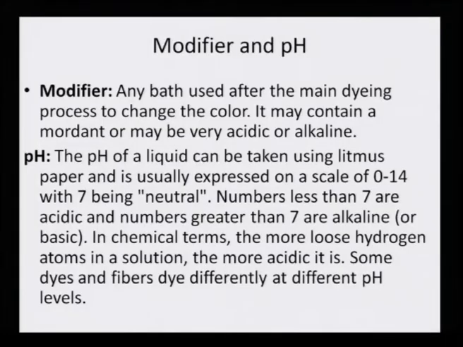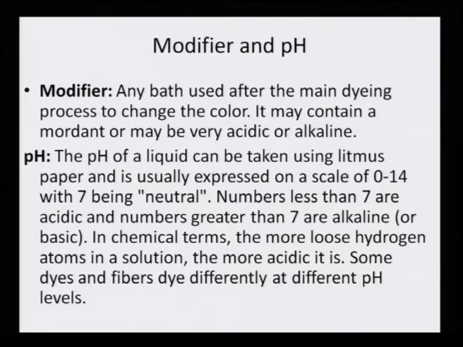Modifiers and pH. A modifier is any bath used after the main dyeing process to change the color. It may contain a mordant or may be even very acidic or alkaline. So, sometimes some chemicals have to be added additionally, like cream of tartar or oxalic acid or vinegar or washing soda. These are modifiers.